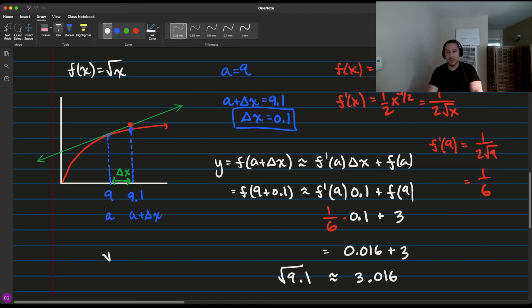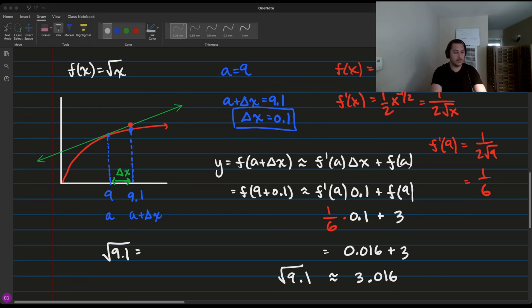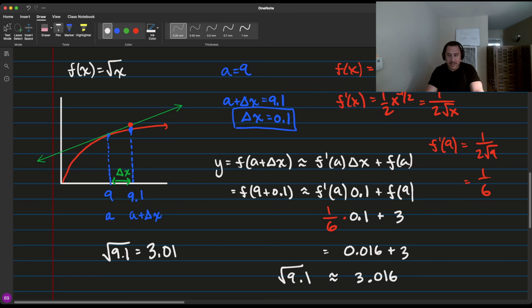And if you go to a calculator and calculate the square root of 9.1, let's see what that is. You get that it's 3.0662. Do you see how those are pretty close to each other? They agree up until the third decimal place, right?